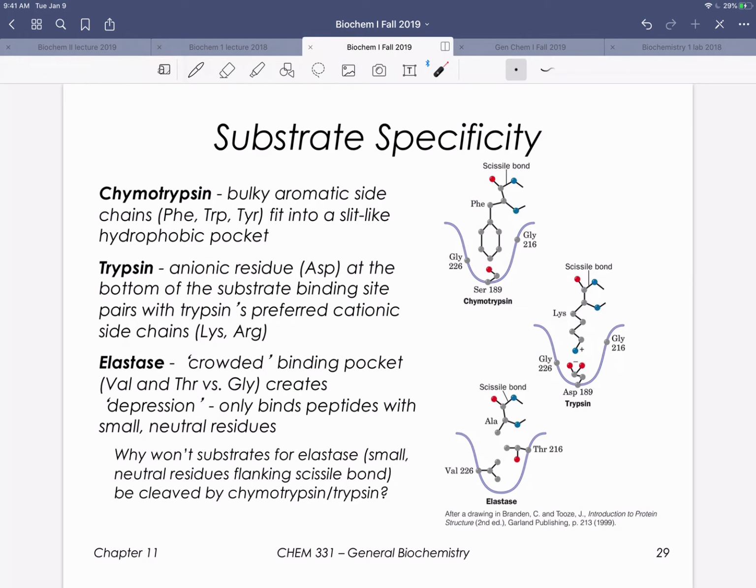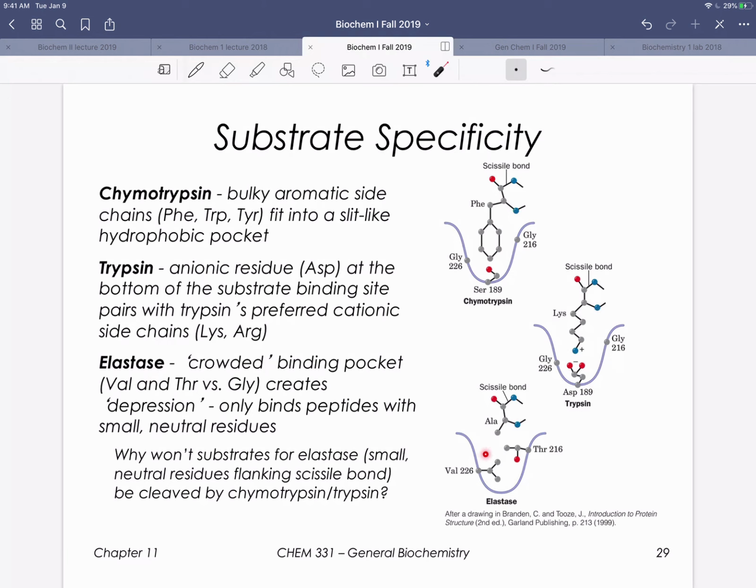So speaking of that substrate specificity, if this is the bond that's to be cleaved right here, there's 3 different classes of side chains that we can see for adjacent residues. We can see bulky aromatic side chains like phenylalanine, tryptophan, or tyrosine. That's going to be a substrate for chymotrypsin because the adjacent substrate binding pocket is a slit-like hydrophobic pocket that aromatic residues can fit in. Trypsin, on the other hand, has a substrate binding pocket that has an aspartic acid that's buried in the bottom that'll form a very favorable electrostatic interaction with cationic side chains like lysine and arginine.